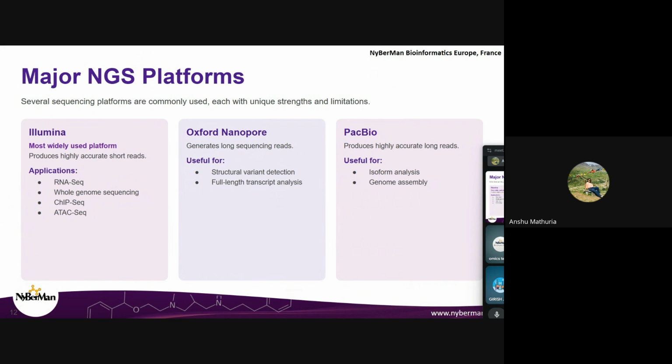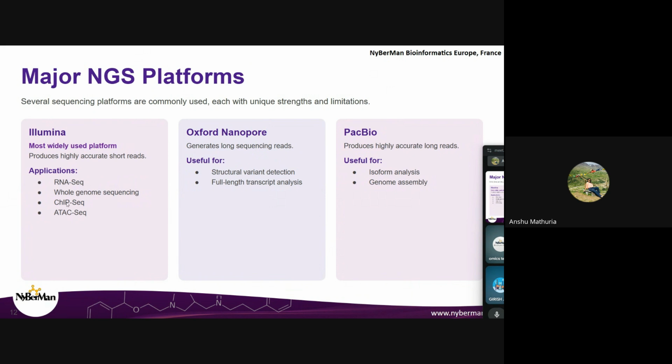And for Illumina, there are applications like RNA-seq, whole genome sequencing, ChIP-seq, ATAC-seq. So these are the normal NGS data that routinely gets generated by Illumina sequencing, and these are widely used in the laboratory for multi-omics analysis. So RNA-seq here basically tells us the transcriptomic data. Whole genome sequencing will give us the information of the entire genome.